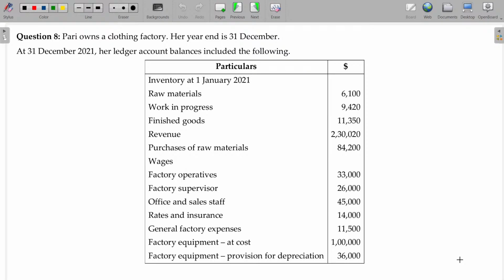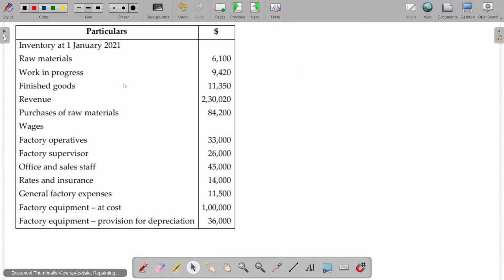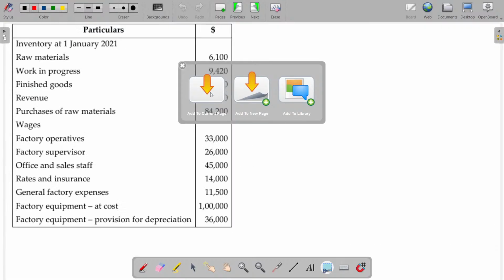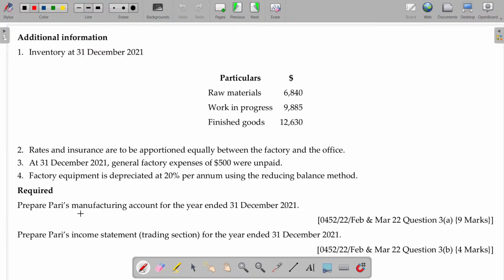Question number 8. Pari owns a clothing factory. Okay, maybe the manufacture happens there. You have to prepare manufacturing account. Whenever you come across factory, you immediately guess it should be a manufacturing account. And we have been given closing inventories also. All the three forms of inventories given. So what to do? Prepare manufacturing account, income statement, trading section only.